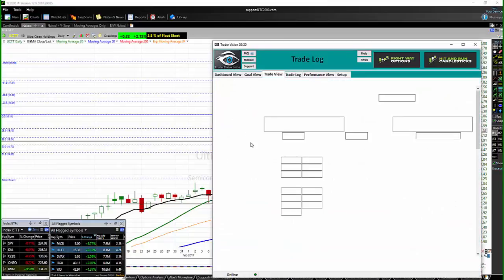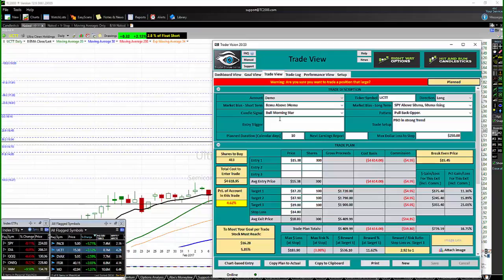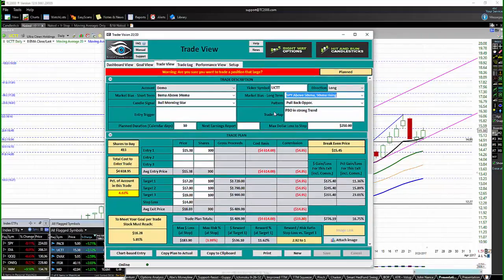So this is version 1, and this is what it would look like. You would select an account, enter your ticker and a direction. You would select a bias. In this case, the ADMA is above the 34, and the SPY is trending, the 50 is up and rising. I'm calling this a bullish Morningstar in a pullback opportunity, and that pullback is happening in a strong trend.